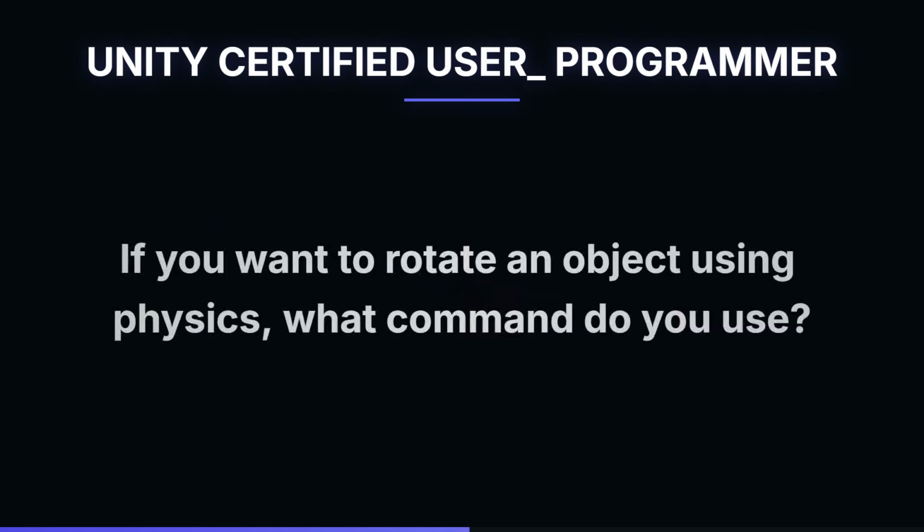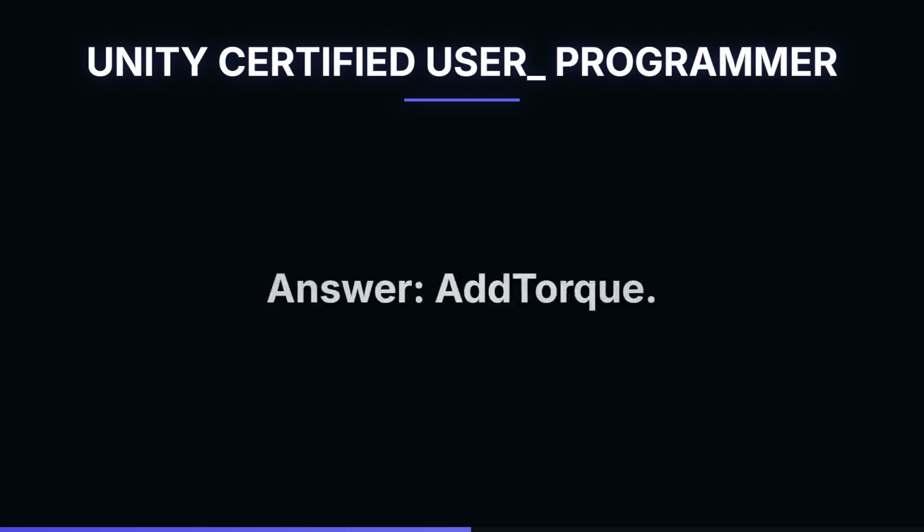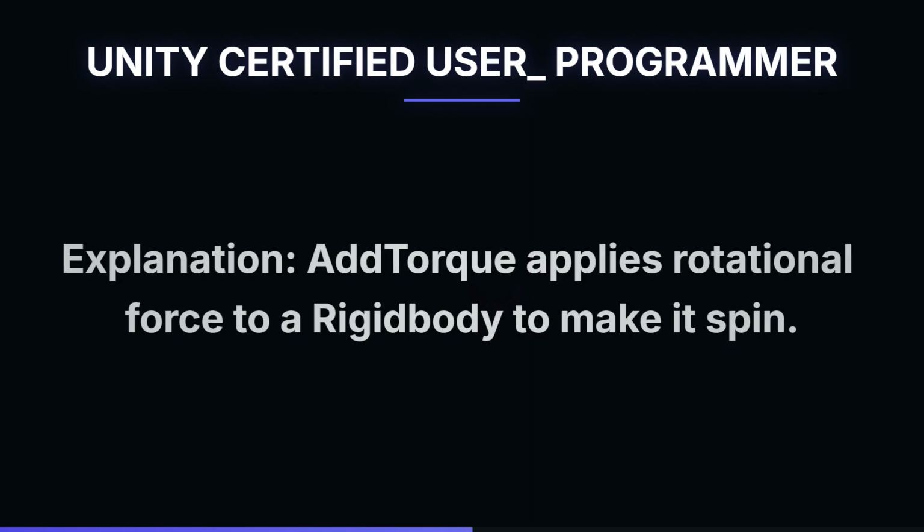15. If you want to rotate an object using physics, what command do you use? Answer: AddTorque. Explanation: AddTorque applies rotational force to a Rigidbody to make it spin.